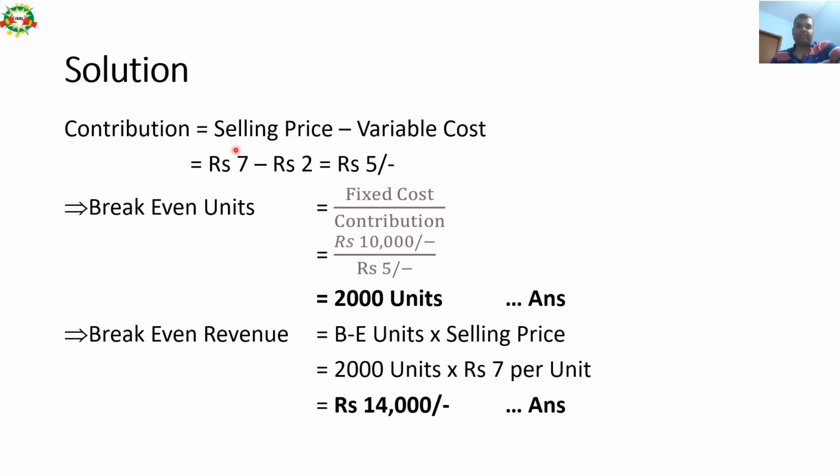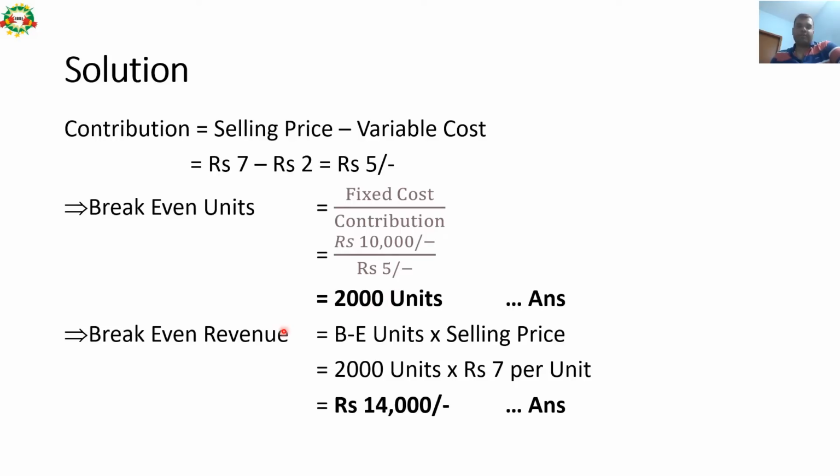So selling price given in the question is 7 rupees, variable cost given in the question is 2 rupees. So contribution per unit is 5 rupees. Here in this question, break-even units is nothing but equal to fixed cost divided by contribution. Fixed cost has been given as 10,000 rupees and contribution we have calculated here, which is 5 rupees. So total number of units or break-even units is nothing but 10,000 divided by 5, which is equal to 2,000 units, right?